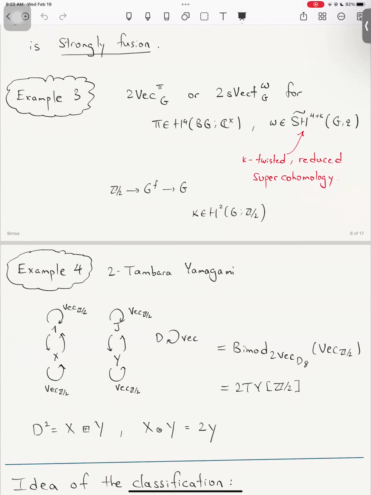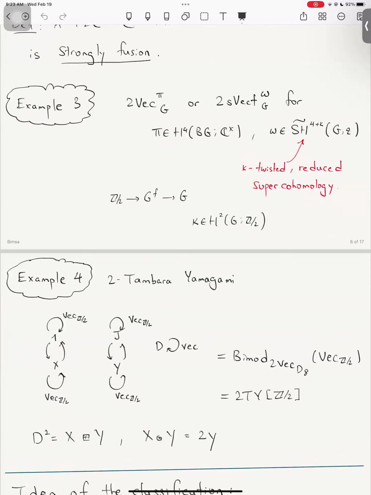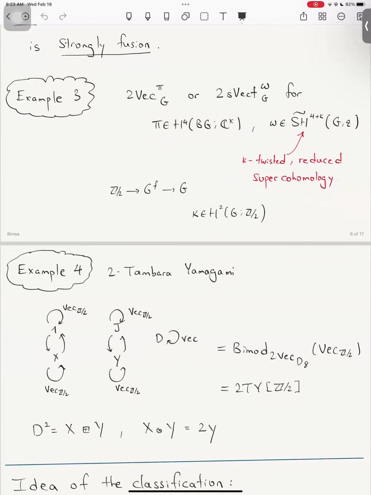Okay. So the next example is a higher analog of the Tambara-Yamagami fusion 1-categories. You'll recall the special property about Tambara-Yamagami fusion 1-categories is that, I'll write this on the side, the TY 1-categories are really Z2-graded extensions of Vec_G.